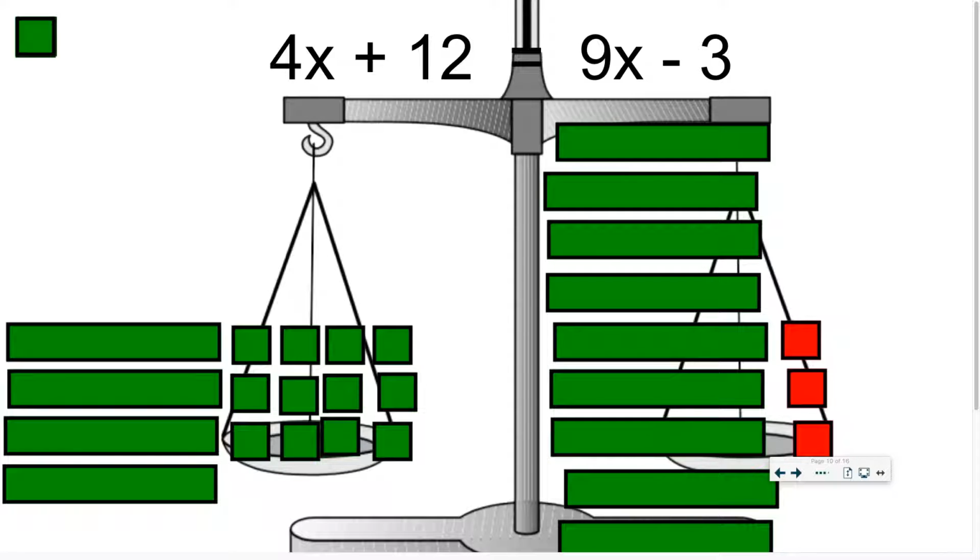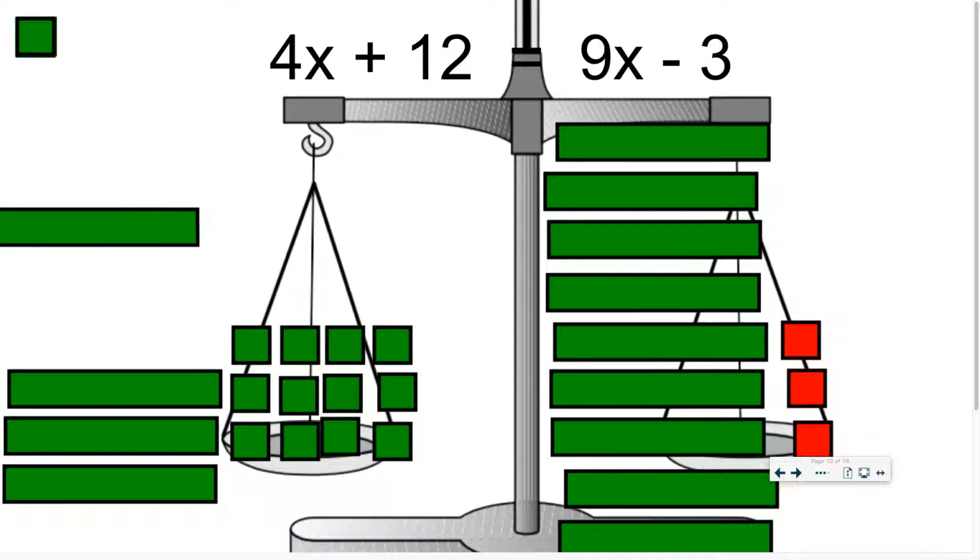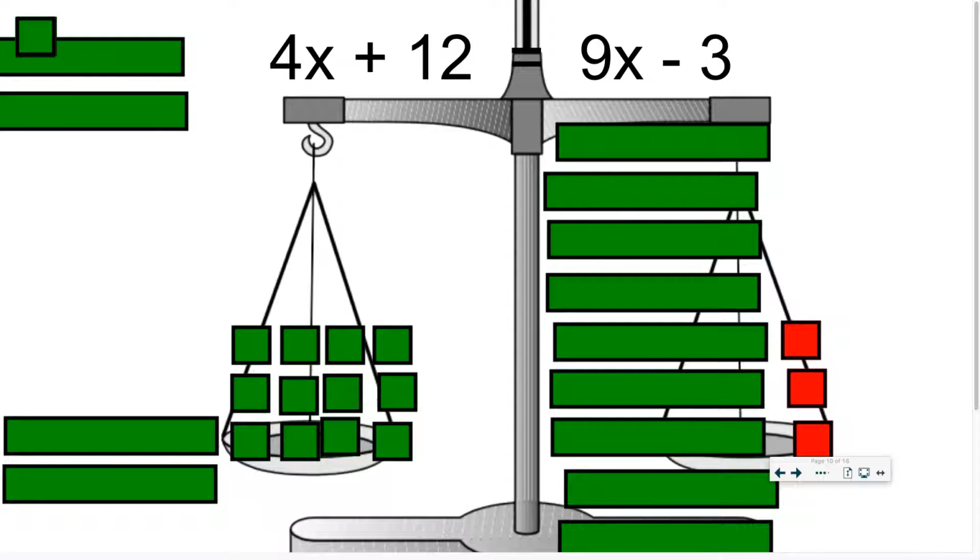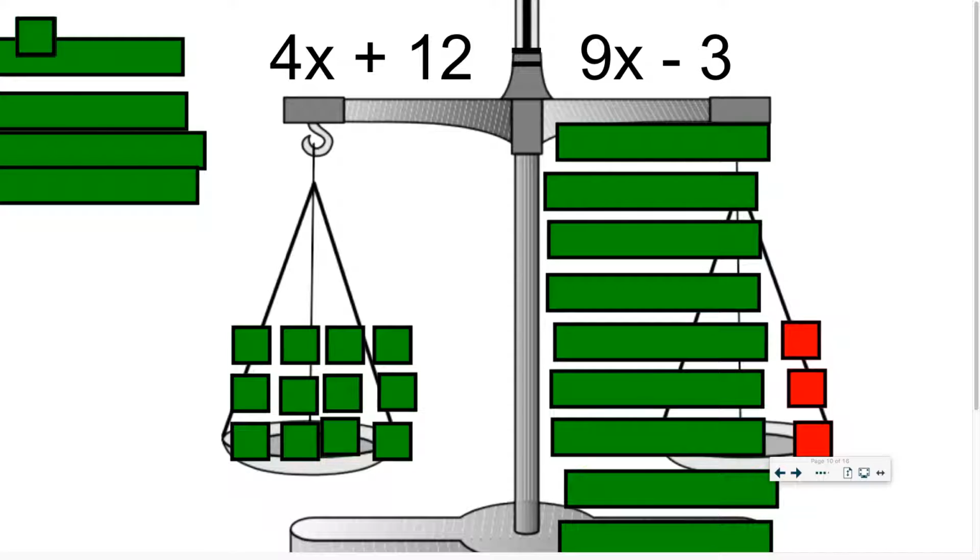Think about how you would solve an equation. Right now the struggle is that there are variables on both sides, but I don't want that. I really only want variables on one side. So what could I do? Take out the 4x. Yeah, if I take away 4x from here, what do I have to do on the other side? I'm going to take away 4x.